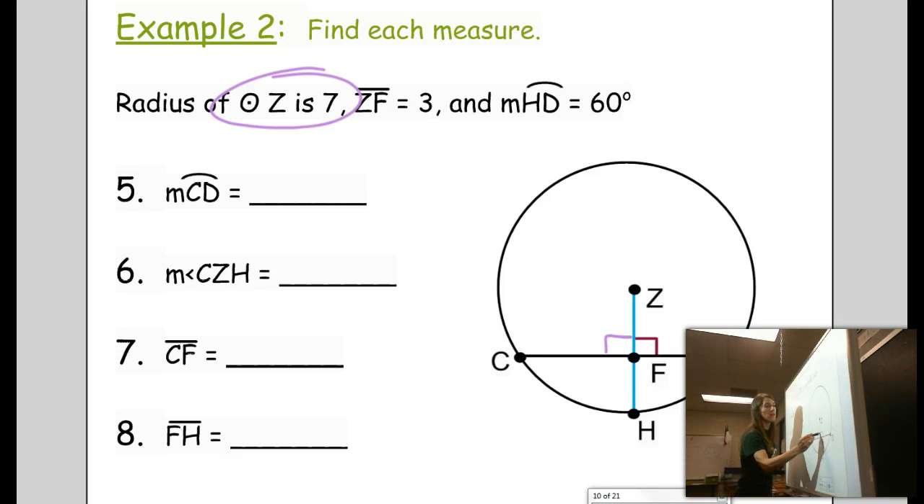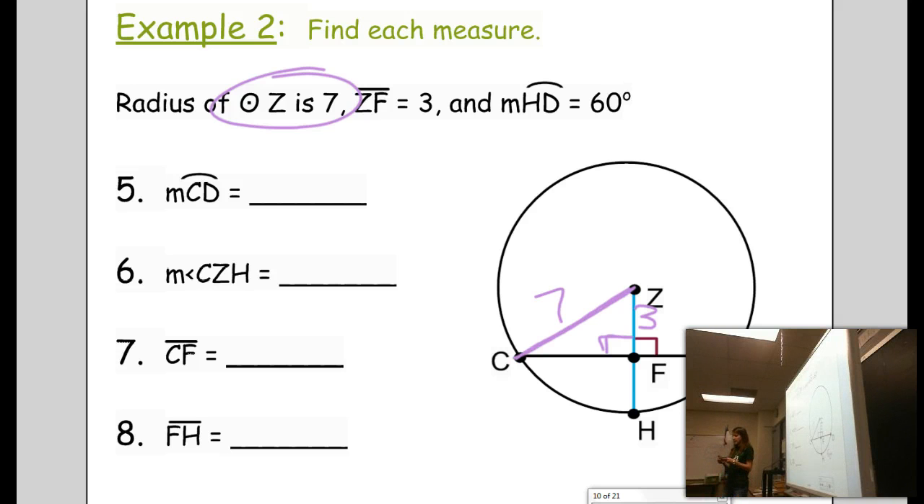You know that there's a right angle here. You can draw your own radius. You don't have to use the radius they give you, and it was already drawn in your notes, which I didn't realize. You can draw your own radius and label that one 7, which is really important. All right, ZF is 3, and HD is 60.